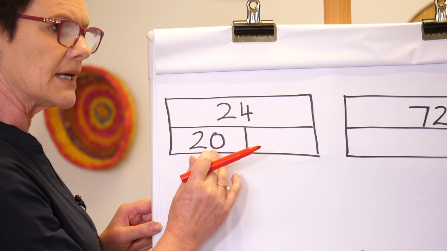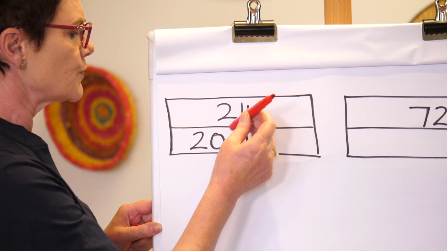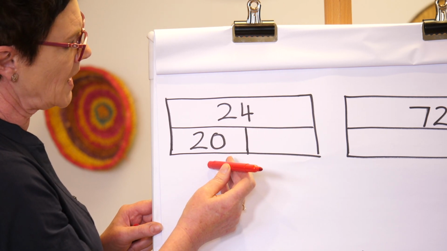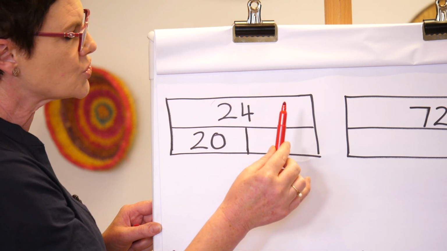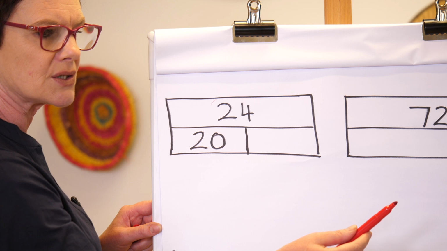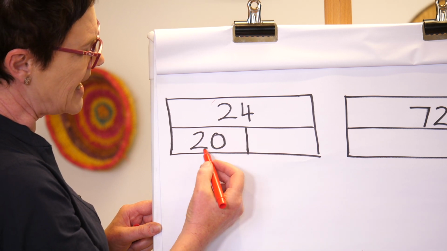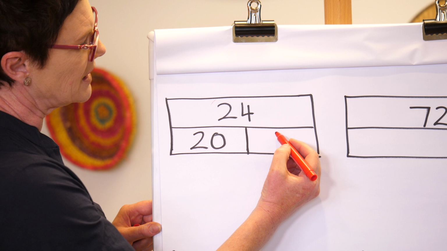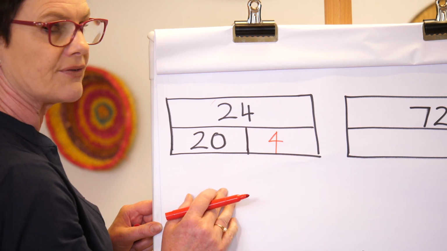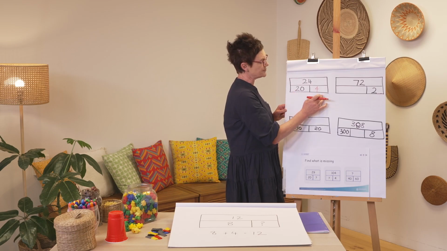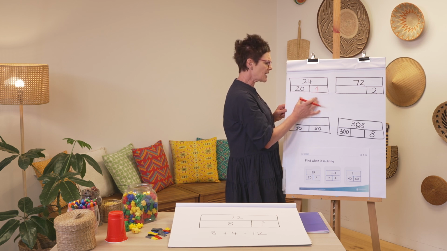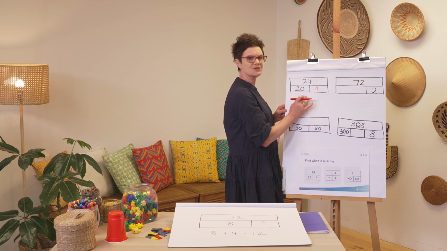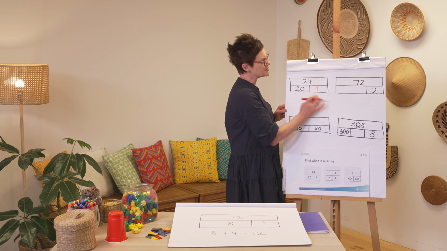So I can see that a part of this has been moved over to here. Okay, I can see 20 is a part of 24. 20 and 4 make 24. So I now know if I've moved 20 over here, I have 4 left. Let's check. 20 plus 4 is 24. Here's our whole, here are our 2 parts. And they're nicely placed because I now have groups of 10s and groups of 1s.